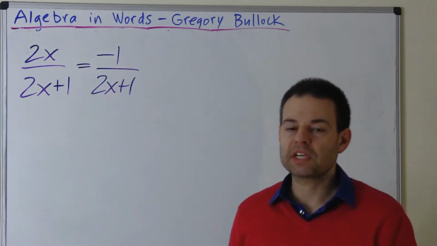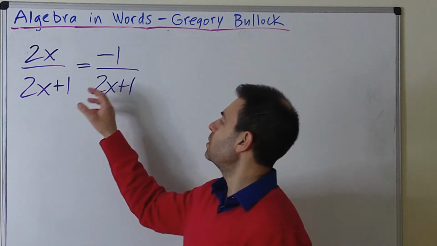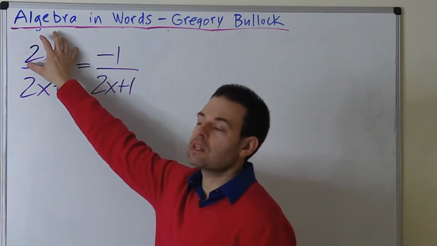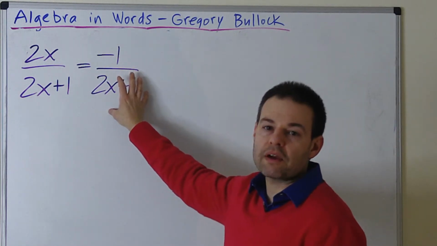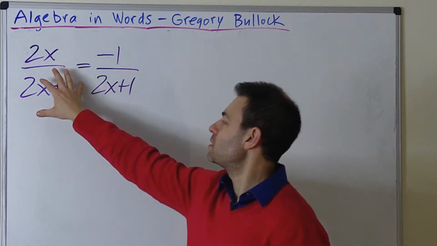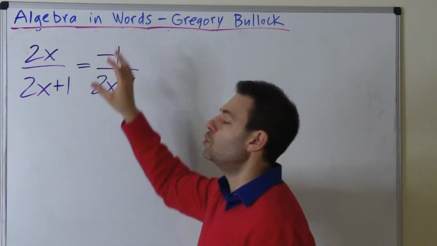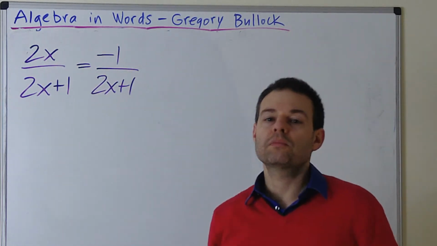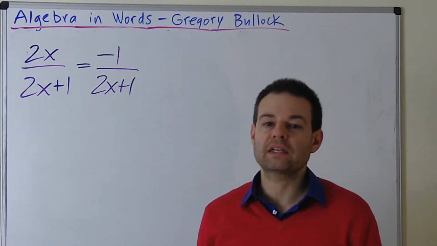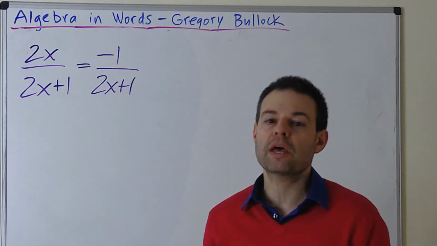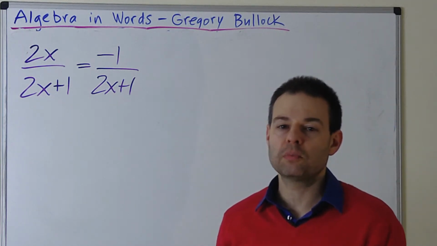What is cross multiplication? Cross multiplying is when you multiply the numerator of the left fraction times the denominator of the right fraction, and vice versa, the denominator of the left fraction times the numerator of the right fraction. So I'm just going to write out what it would be before we actually multiply it, just so you can see the steps in case you're not familiar with cross multiplication.